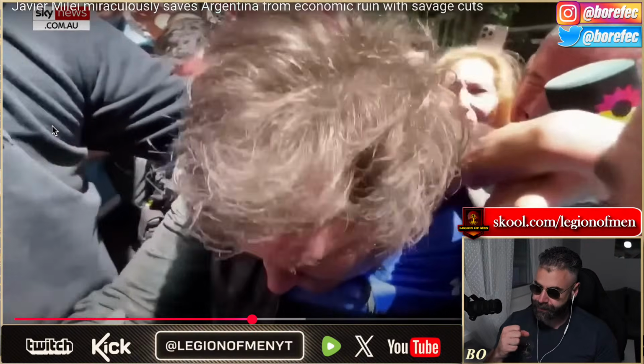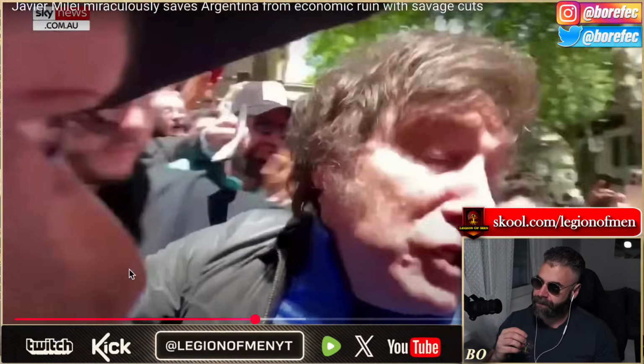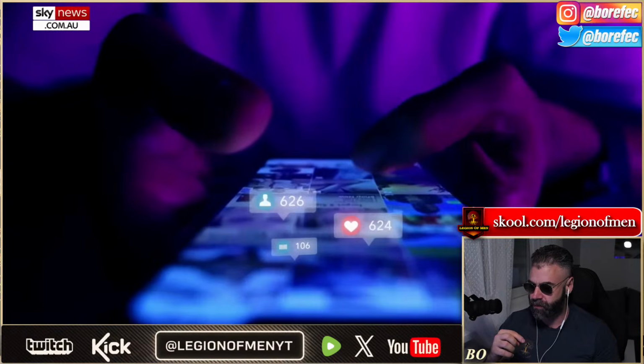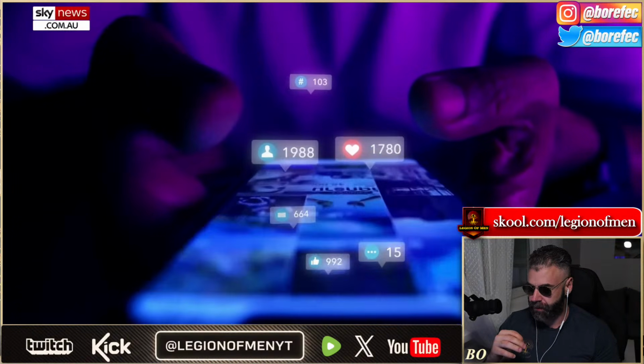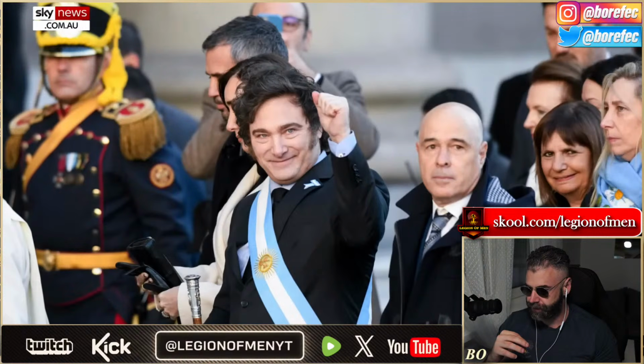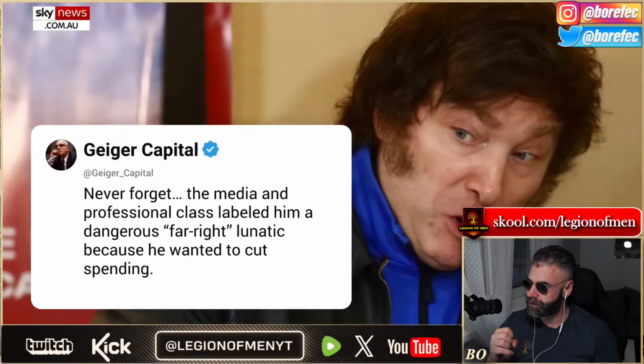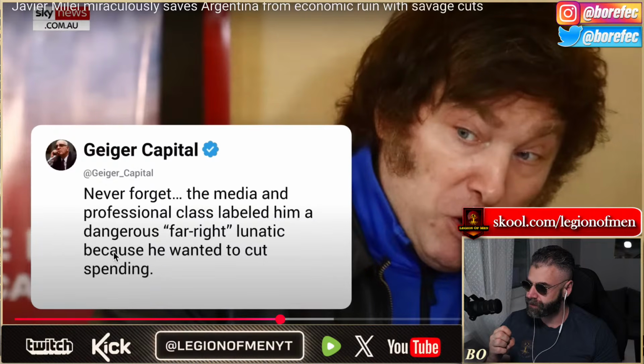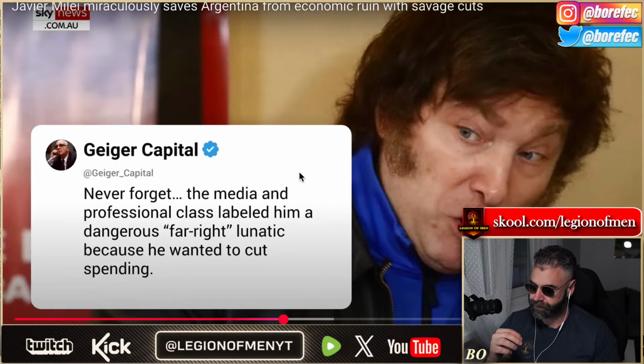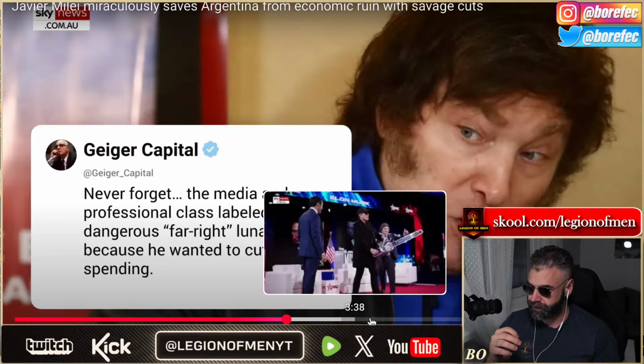As well as a 300% increase in rental property supply in Buenos Aires. Look at that. Online commentators have slammed the mainstream media for labeling Milei as a right-wing nut job, despite saving the country. This commentator said, "Never forget, the media and professional class labelled him a dangerous far-right lunatic because he wanted to cut spending."